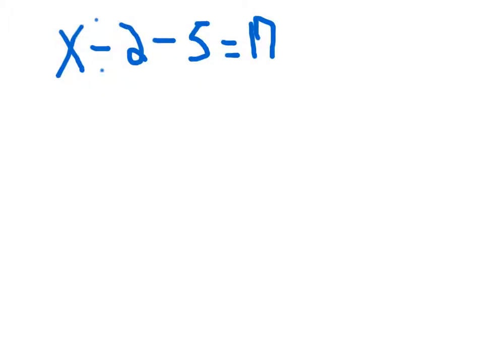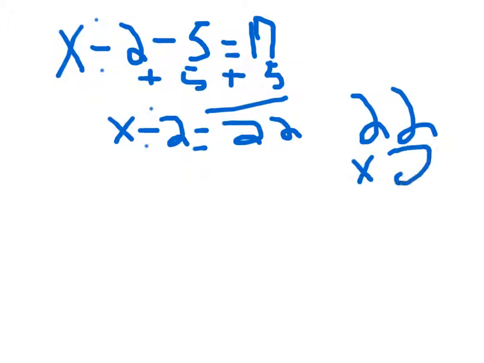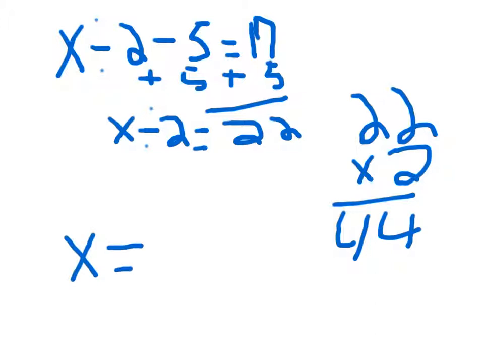So now we have to add 17 plus 5, which equals 22. The new problem is x divided by 2 equals 22. 22 multiplied by 2 equals 44. The answer to example 3 is x equals 44.